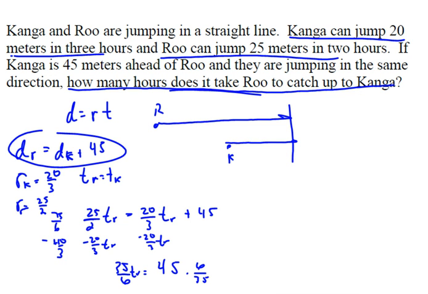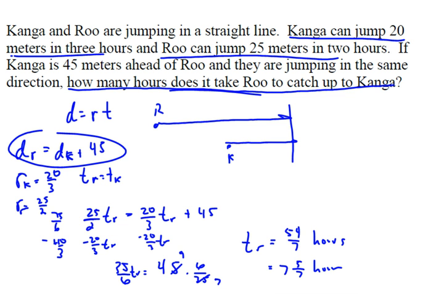There's a little bit of cancellation that can happen here. 5 can cancel out of both of these, and so you're left with a 7 and a 9. And so the time it takes Rue to overtake Kanga is going to be 54/7 hours, or you could think about it as 7 and 5/7 hours also. That's how many hours it takes for Rue to catch up with Kanga.